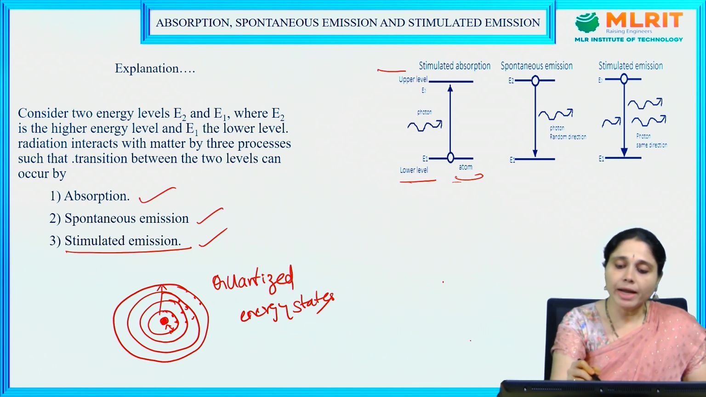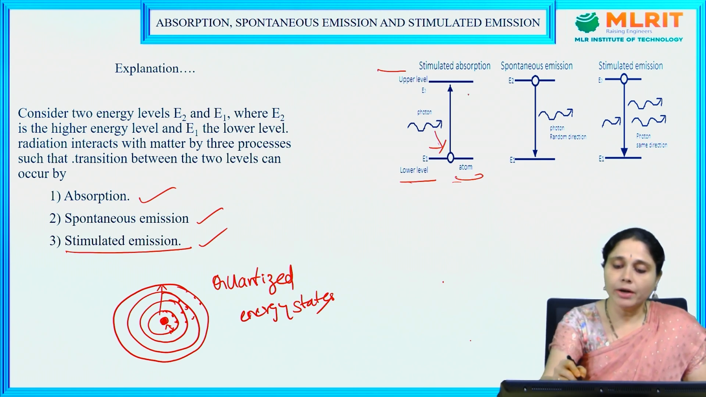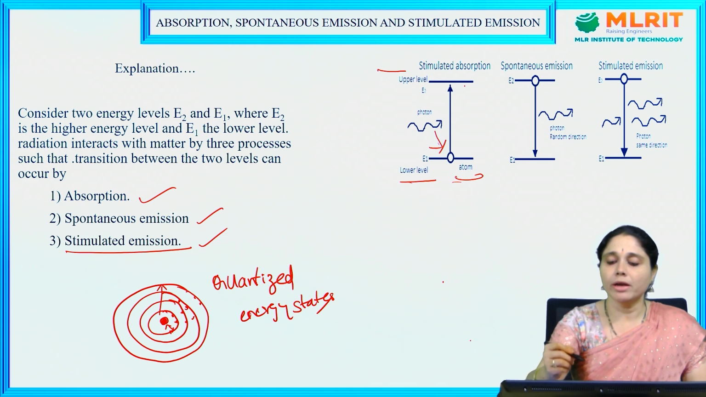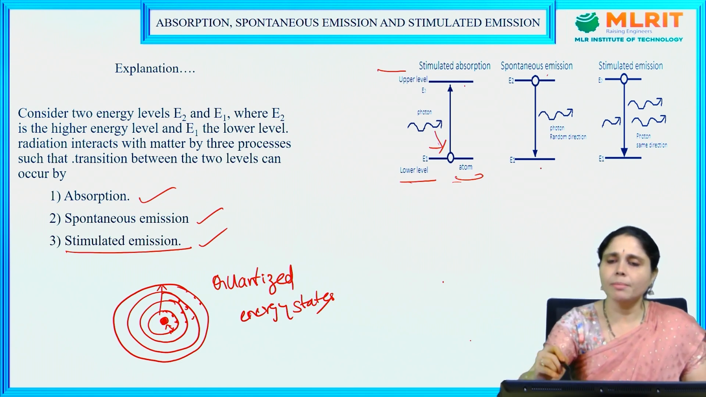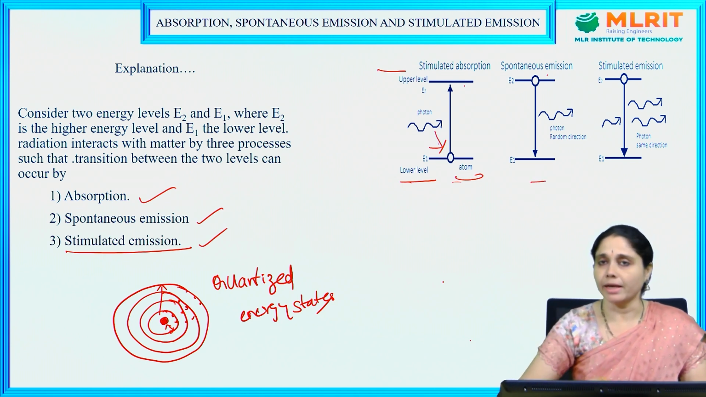Then if the energy of a photon is provided to the atom, then the atom will go into the upper energy level. Then what happened there? The atom stays for some time and returns to the ground state by releasing a photon of energy. This is the second diagram. This is known as spontaneous emission.